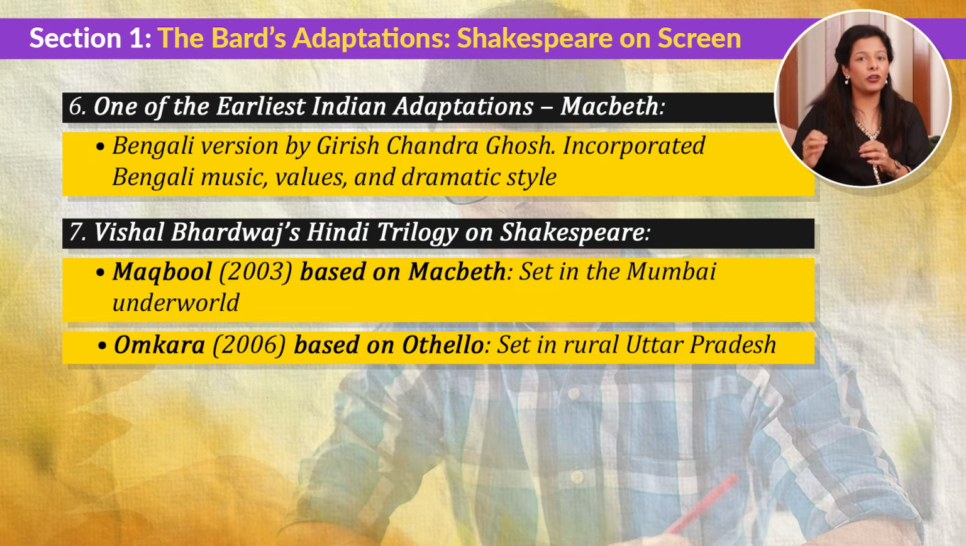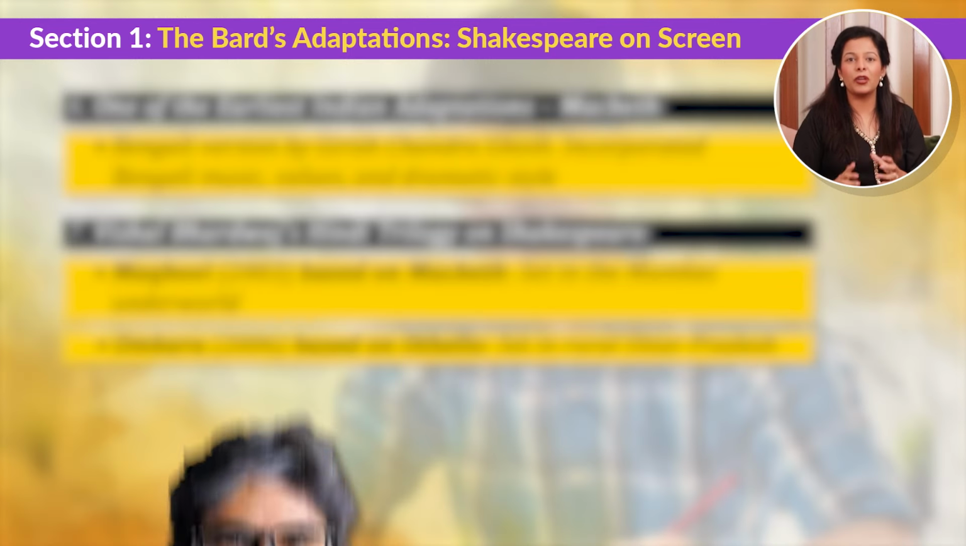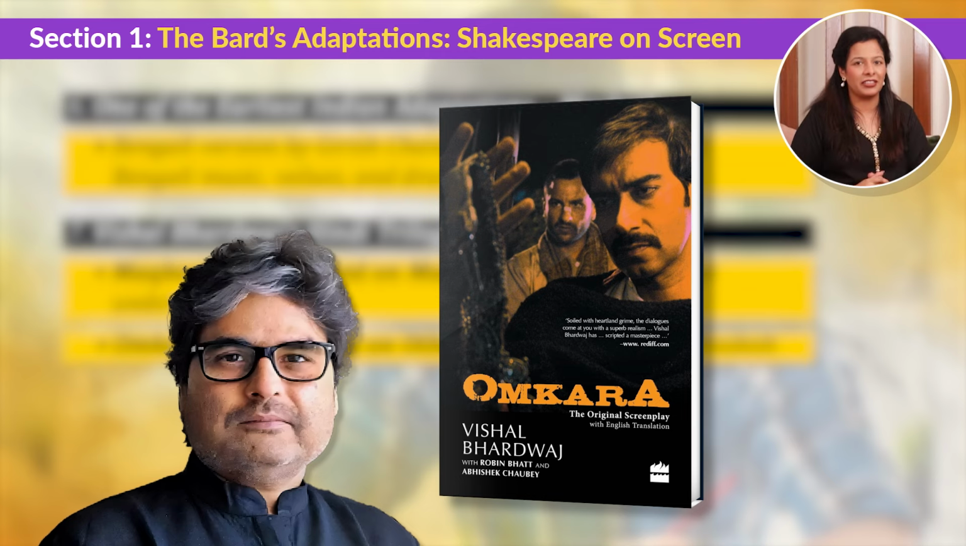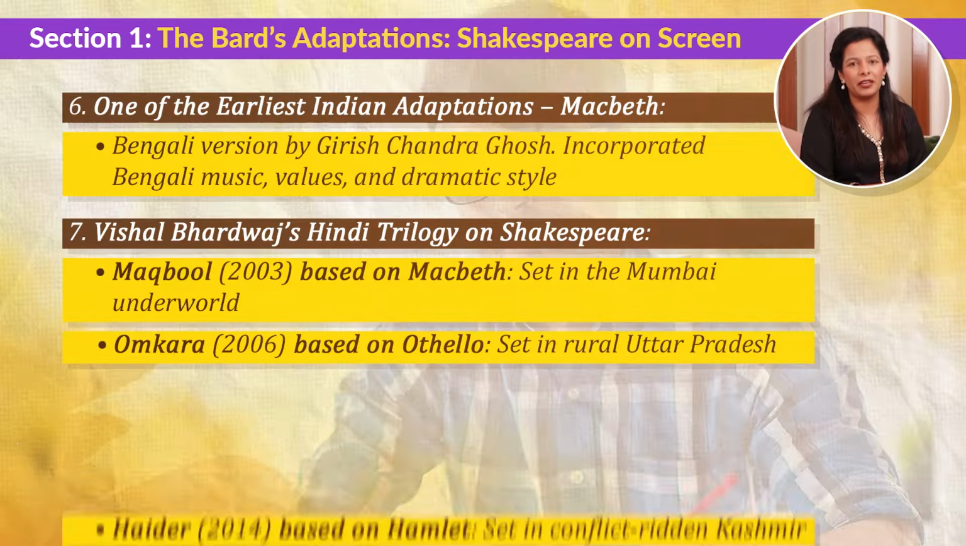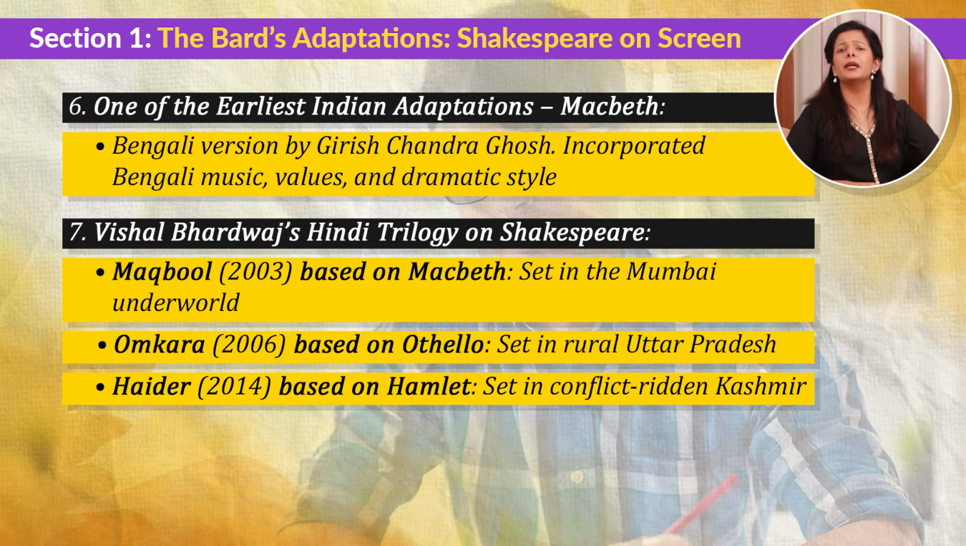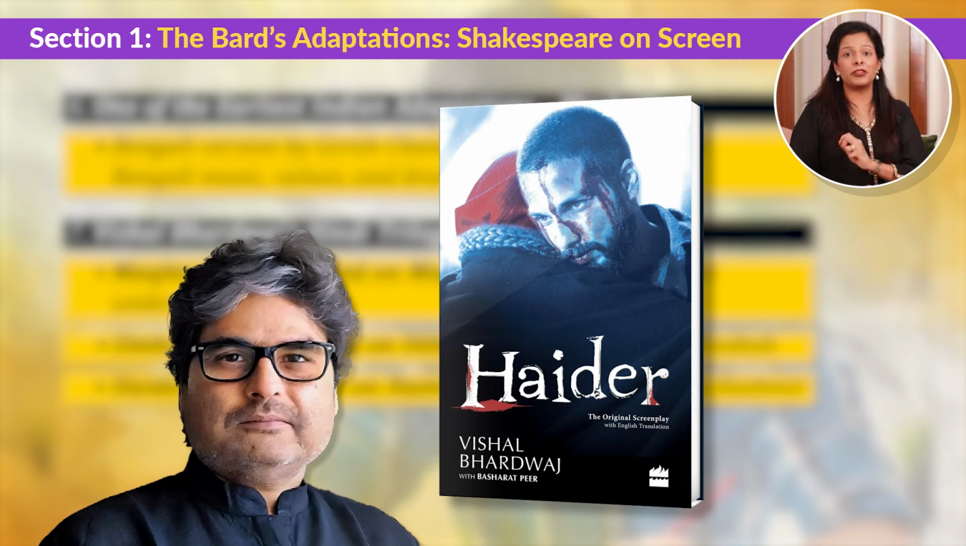Next came Othello, adapted as Omkara in 2006, starring Ajay Devgn, Saif Ali Khan and Kareena Kapoor. This film is set in rural Uttar Pradesh and focuses on political power, jealousy and betrayal. The third in the series is Hamlet, reinterpreted as Haider, released in 2014 featuring Shahid Kapoor and Tabu. Set against the backdrop of conflict in Kashmir, Haider explores revenge, grief, and the search for truth.